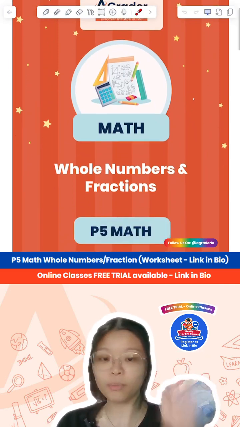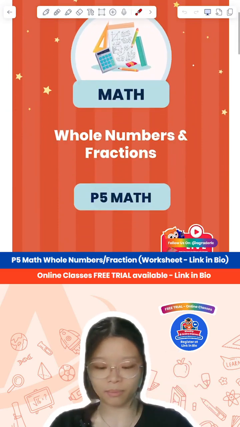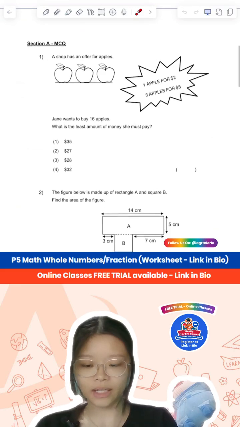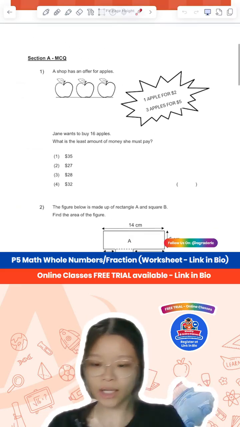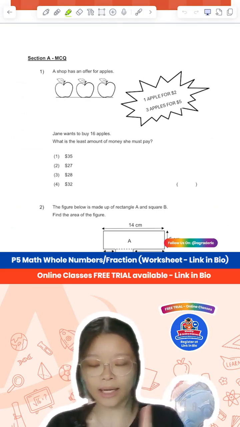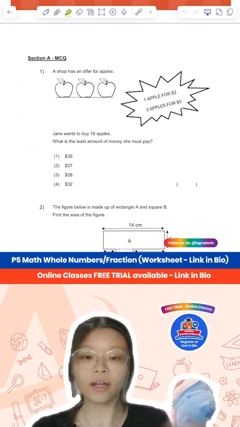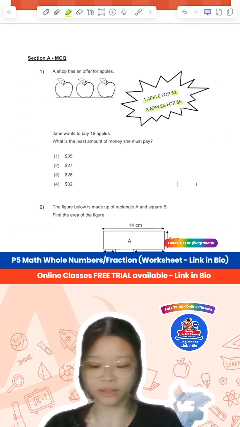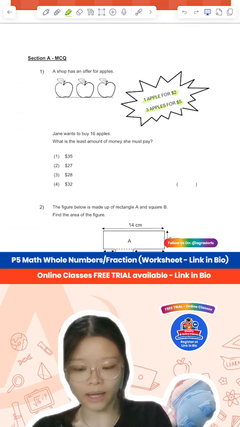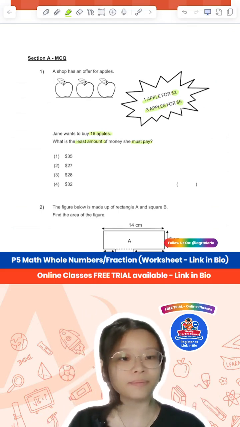Today we are doing Primary 5 Math. Okay, please remember P5 Math. And here we are going to begin with our section A. Okay, section A, let's read, and highlight our keywords. A shop has an offer for apples. 1 apple for $2, 3 apples for $5. Jane wants to buy 16 apples. What is the least amount of money she must pay?